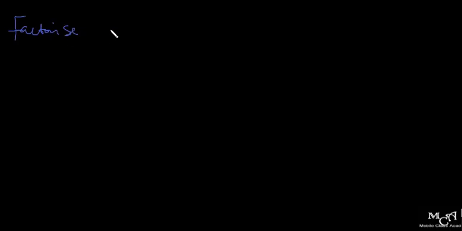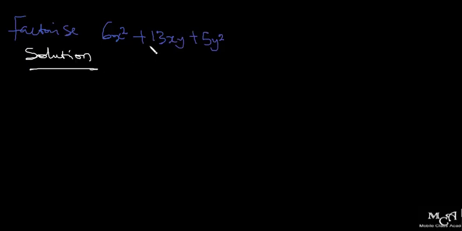Factorize 6x squared plus 13xy plus 5y squared. Solution. When you look at what we have here, we see that it's a bit disturbing because we have 6x squared, 5y squared, 13xy. So what do we do? Is this a quadratic equation? I'm sure that's the first thing that will be going on in your mind. Is this a quadratic equation? Yes, I will say yes, yes, and yes.